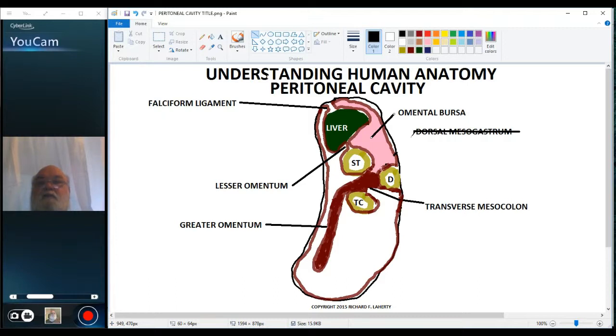In the next video, I want to talk about the spot for communication between the omental bursa and the greater peritoneal sac.